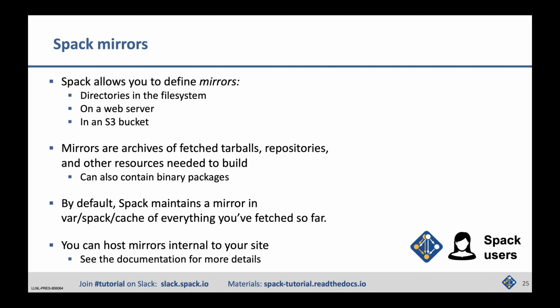By default, Spack maintains a mirror in var/spack/cache of everything you've downloaded, but you can host internal mirrors for, again, proprietary software. You can host mirrors for air-gapped networks if you create the mirror on a system accessing the internet and move it to the system that doesn't. All of these sorts of things, mirrors allow you to use Spack without needing to go out to the internet every time.